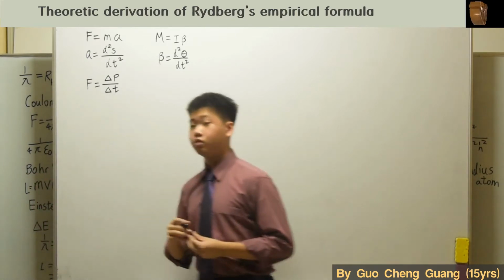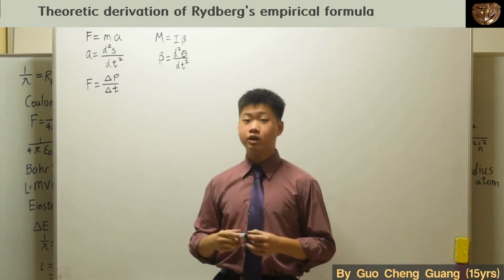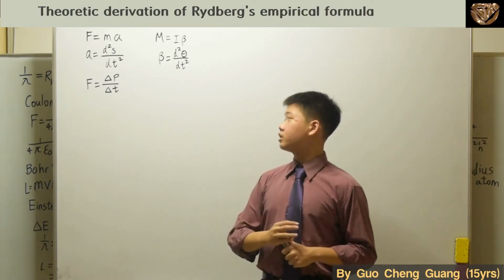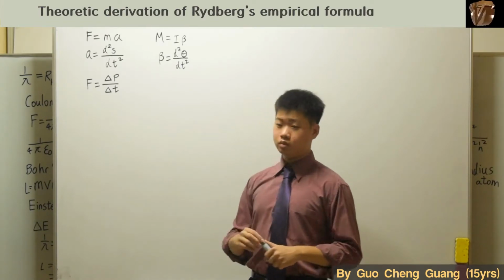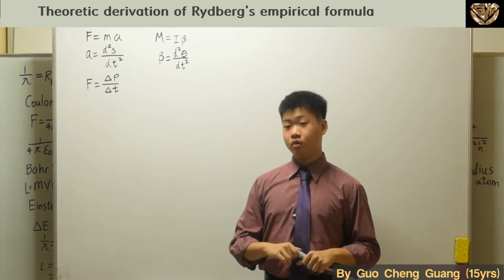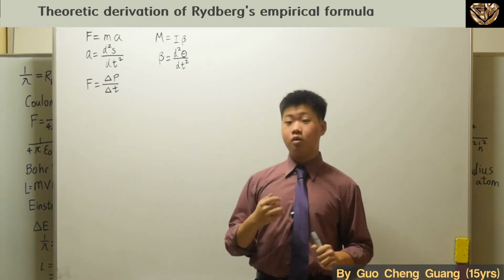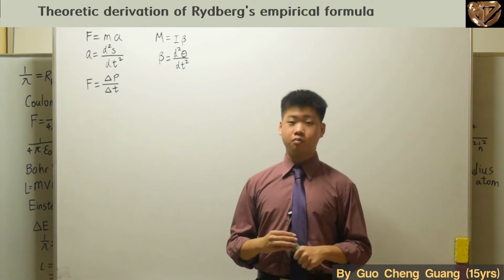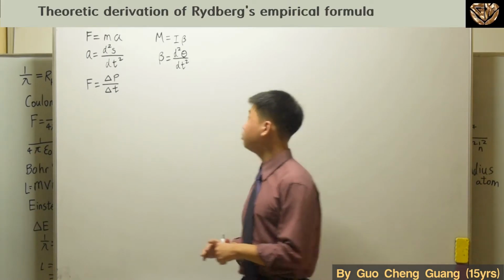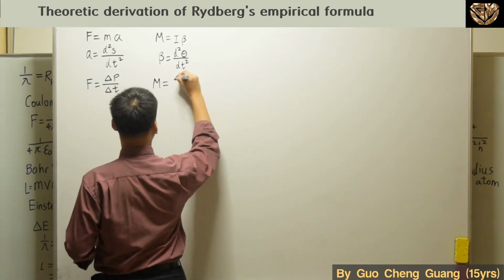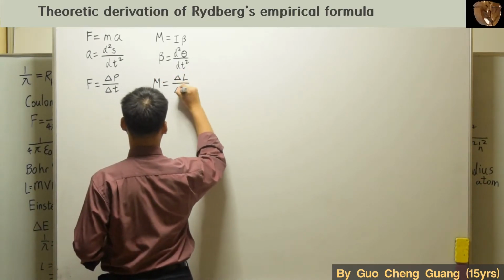So what is P over here? It is not power, but it is momentum. So F is your change in momentum over change in time. So how about you represent your moment in a similar form? Is there a similar form? Yes, there is, which is M is delta L over delta T.